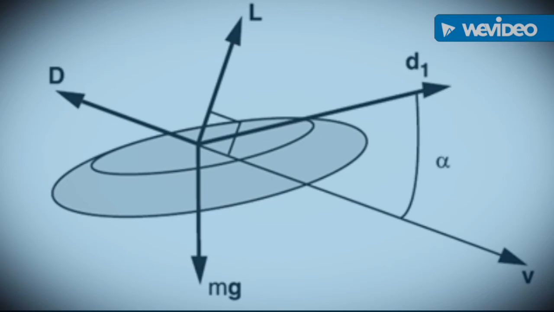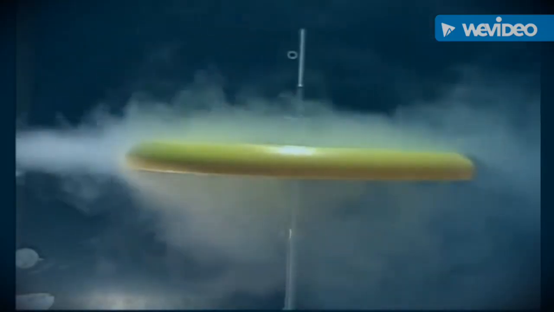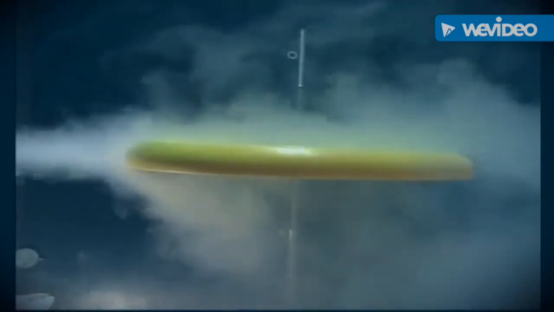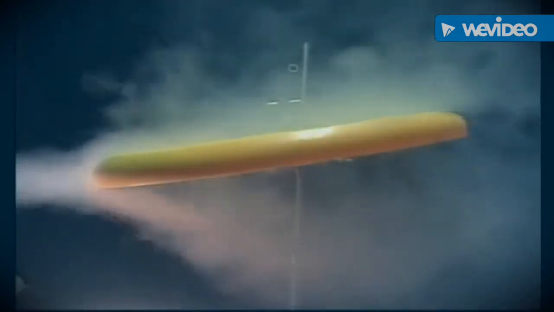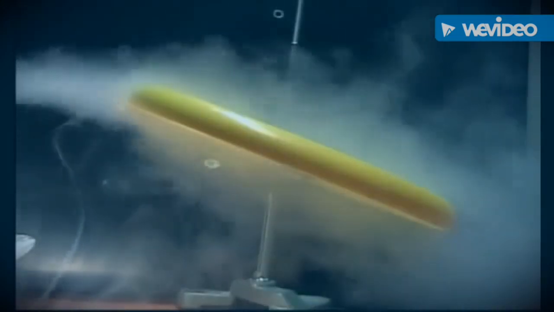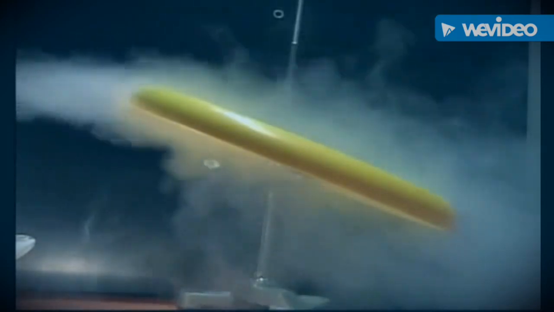Here's a better visual representation of how lift and drag work. Look at the way the wind forms through the bottom and the top of the Frisbee. Here it's at 0 degrees. Here you could see it at a positive angle. And here you can see the Frisbee at a negative angle and how the wind forms around it.